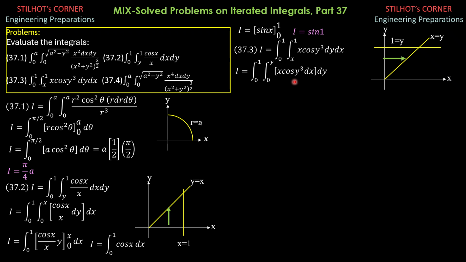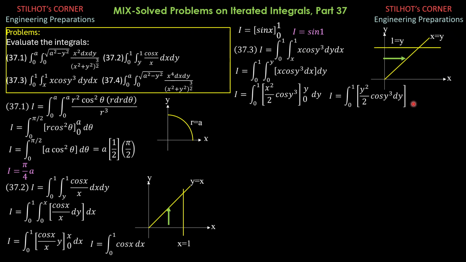So this is treated as constant. The integral of x dx is x squared over 2. So the integral from 0 to 1 of x squared over 2 cosine y cubed, then from 0 to y dy. And that would be 1 half y squared, the integral from 0 to 1 of 1 half y squared cosine of y cubed, minus the lower limit 0, of course, 0, dy.